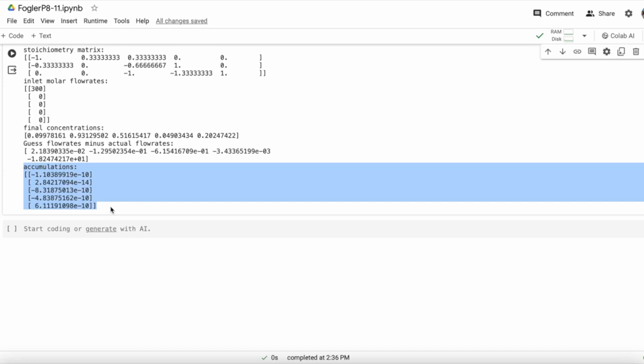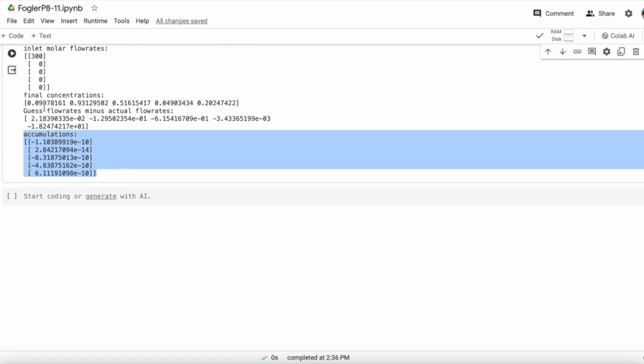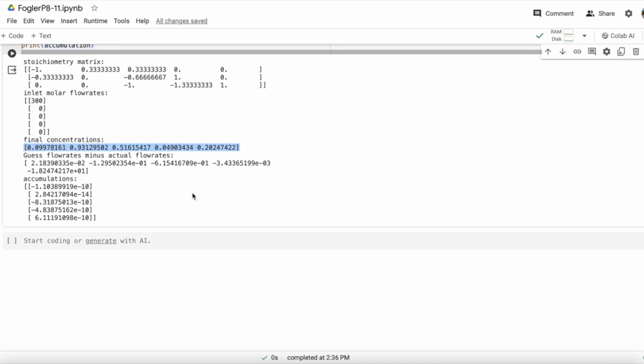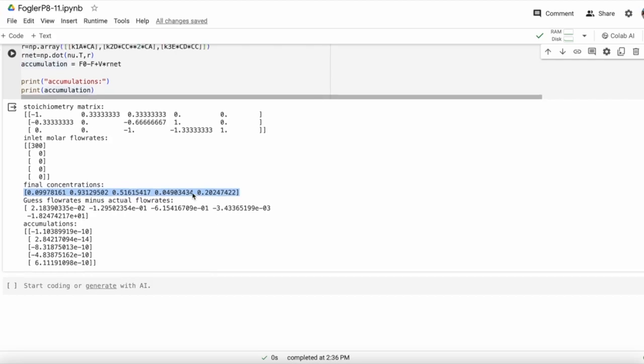We found the concentrations of A, B, C, D, and E that satisfy the steady state solution to the CSTR. And those concentrations are here. And if we wanted to get the molar flow rates, we can multiply by the volumetric flow rate, which is 100 liters per minute. So essentially multiply all those things by 100. And that's it.